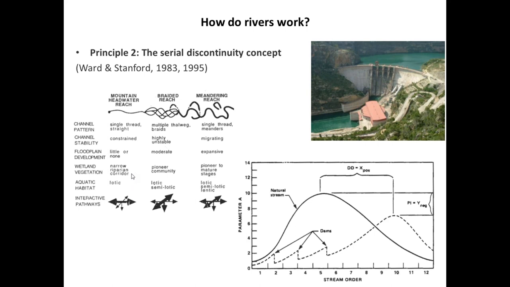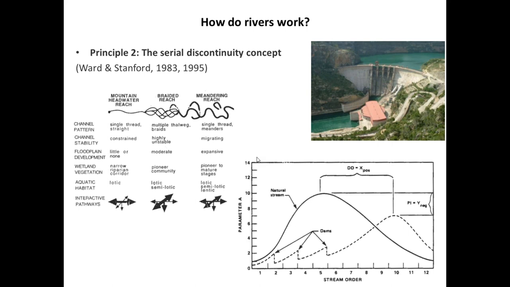They showed how each of the different segments or reaches of the river, including the mountainous areas, the middle braided reaches, or the low gradient middle reaches, have different patterns, different stability, different floodplain development, different vegetation, different habitats, aquatic and riparian, and different pathways. So if we introduce, for example, one big dam in the middle of the river, different communities are going to be dominating or appearing in the downstream reach, which are not typical of that area, but they are there because they have found conditions which are completely dominated by that infrastructure.